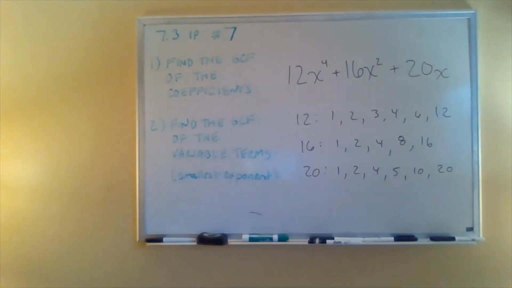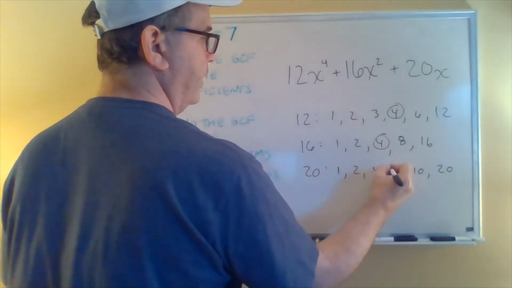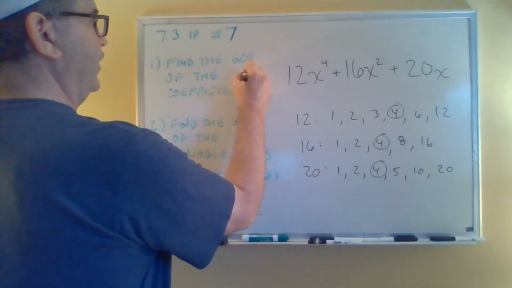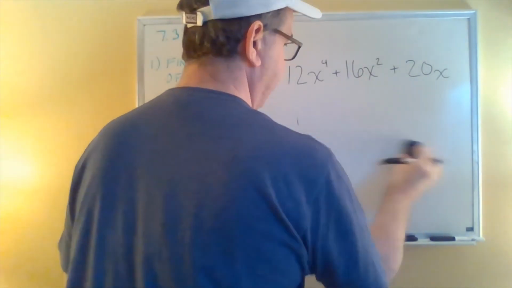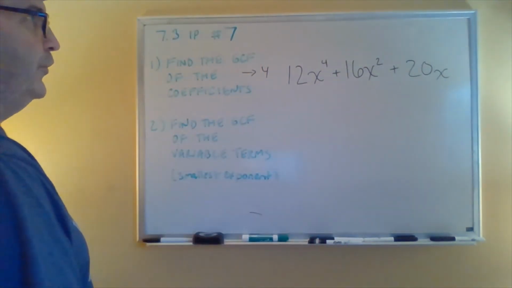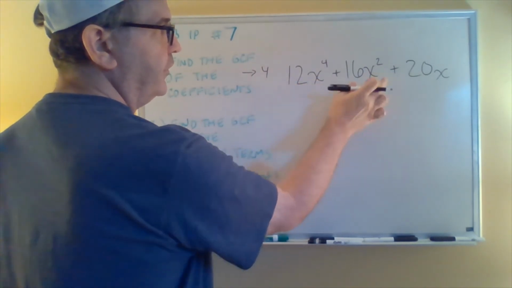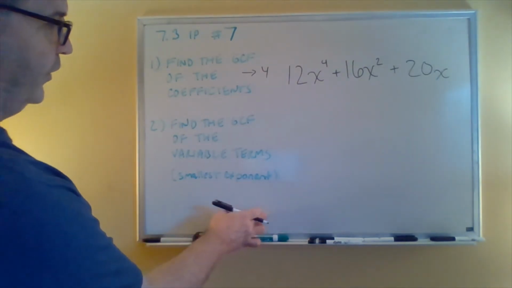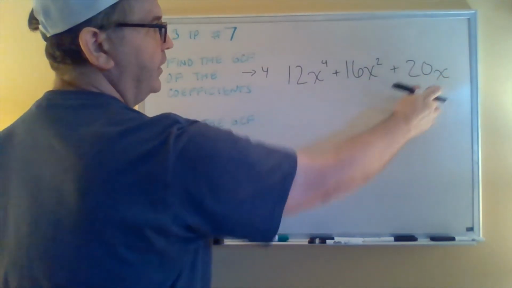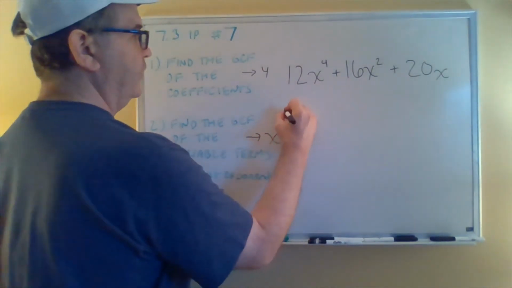Now we're looking for the greatest common factor, so the largest number that appears on all 3 lists. And it looks like that's going to be our number 4. So we know the coefficient of our greatest common factor is going to be 4. Now we need to find the greatest common factor of our variable terms. So let's look at all three terms. We have a variable present in each one, x, x, and x. We sure do. And what we're looking for is the variable term with the smallest exponent, x to the 4th, x squared. That's just x to the 1 there. That's our smallest exponent. So we know our greatest common factor is going to be 4x.